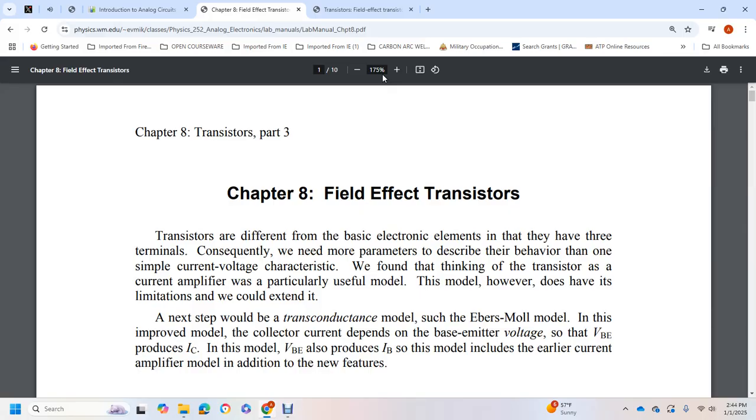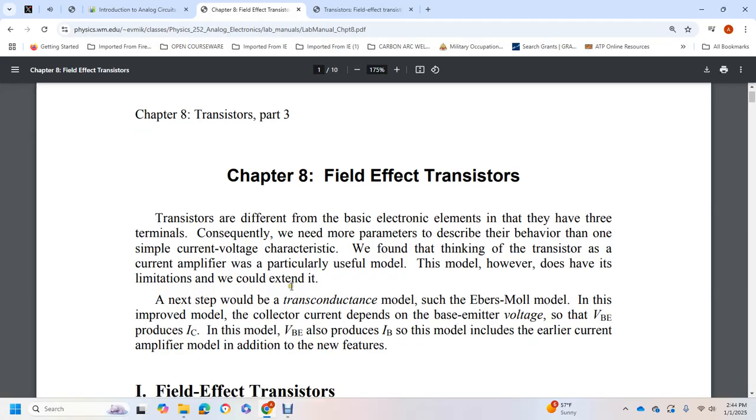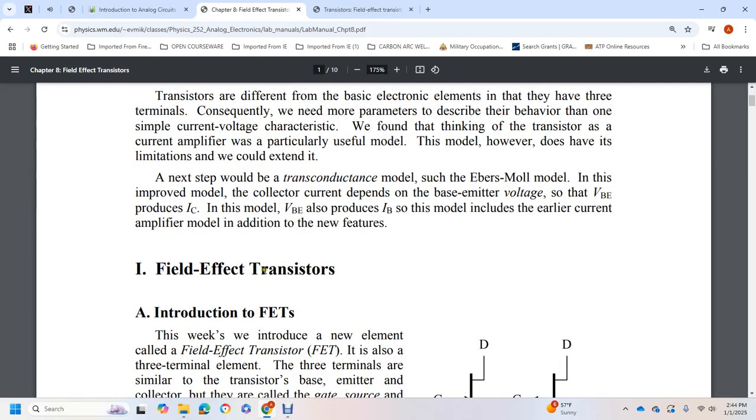The collector current depends upon the base-emitter voltage. The base-emitter voltage produces the collector current, and in this model the base-emitter voltage also produces a base current. So this model includes the earlier current amplifier model with the addition of new features. 1. Field effect transistor.